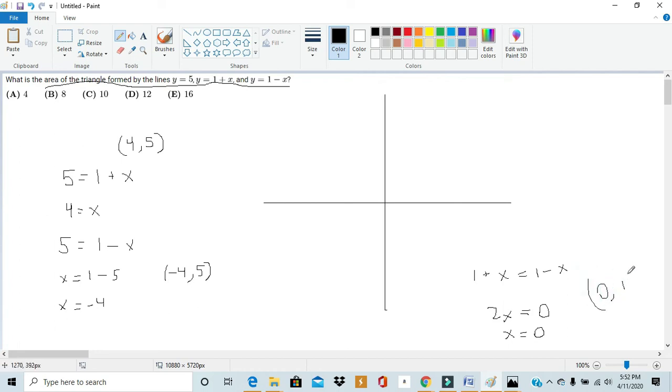Now, we need to graph out these vertices onto the coordinate plane to see what our triangle looks like. So let's quickly do that.